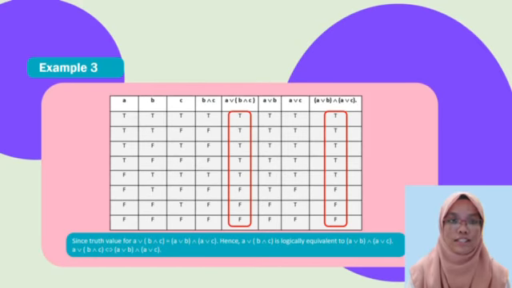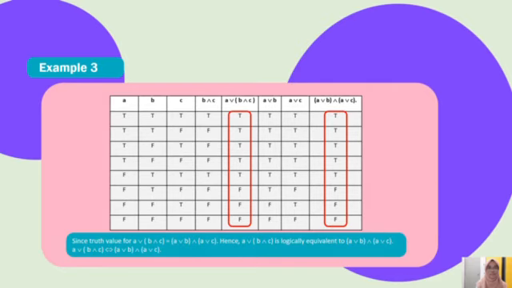Finally, we can see that since the truth values for both final statements are identical, which is true, true, true, true, true, false, false, false, therefore these two statements are logically equivalent to each other. Hence, A or (B and C) is logically equivalent to (A or B) and (A or C).